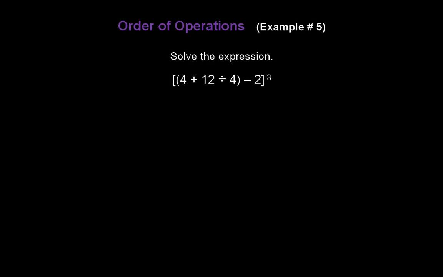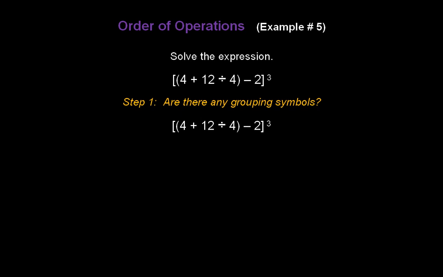Let's do one more problem. Let's solve this expression. It looks complicated. We've got open bracket, open parentheses, 4 plus 12 divided by 4, close parentheses, minus 2, close bracket to the third power. A lot of stuff going on there, but we're going to make it simple by following the order of operations. Any grouping symbols?